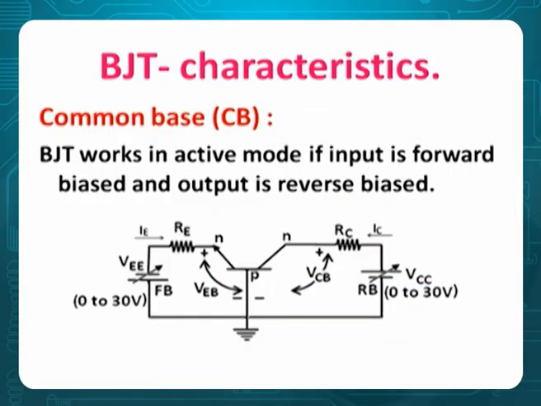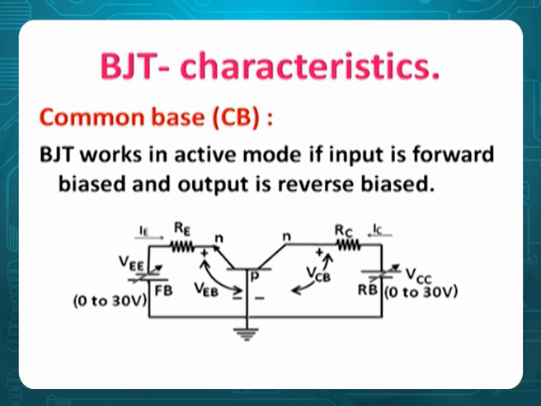You know why? When you are trying to draw the characteristics, you will have a question saying which one to be taken on the x-axis and what to be taken on the y-axis. And that can be given only by the characteristic equation. So having the characteristic equation, I am going to draw the characteristics now. Let's start with common base characteristics. There are three characteristics: common base, common emitter, common collector. BJT generally works in active mode. Forward bias at input and reverse bias at output is called active mode. So we are going to bias for that.